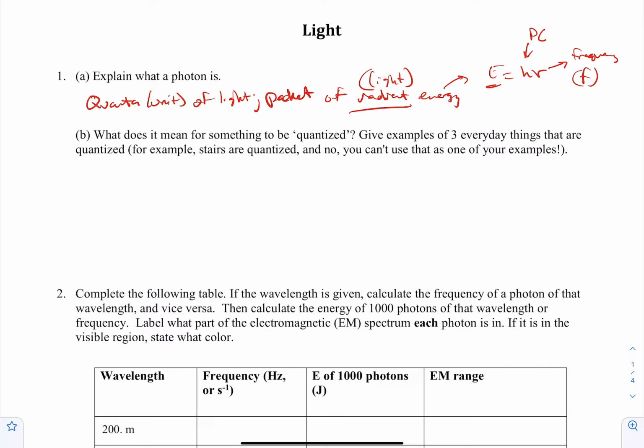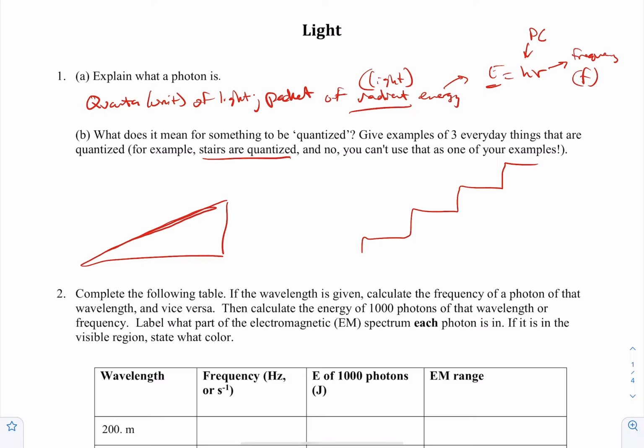All right, letter B. What does it mean for something to be quantized? Give 3 examples of everyday things that are quantized. And stairs are quantized, so you can't use that as an example. Okay. So quantized just literally means you can count it in whole number integers. What does that mean? So if I have a ramp, let's expand on this stairs example here. I can be 1.5 of the way up the ramp, right? Or I can have 2.5 or 2 and 3/4 up the ramp. Right, this is a continuous spectrum. I can't say this is one unit of ramp, 2 units of ramp, 3 units of ramp. There's no such thing. It's just one continuous thing.